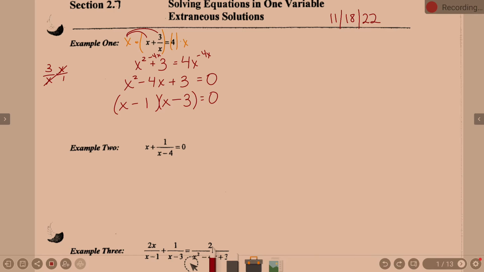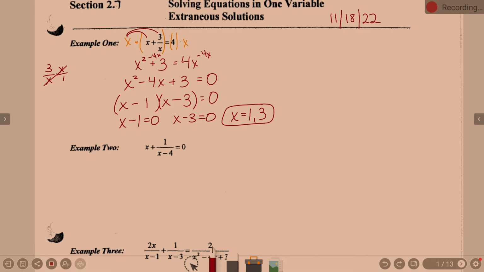Set each factor equal to 0. Right, set each factor equal to 0. So x minus 1 equals 0 or x minus 3 equals 0. We're going to do all this, and we end up with x equals 1 and x equals 3.